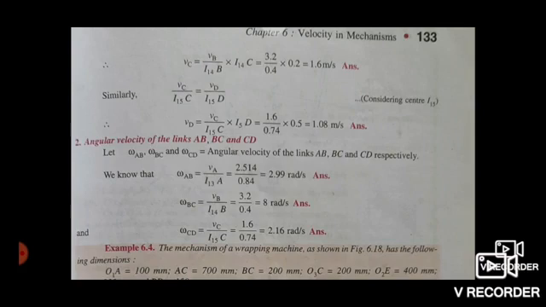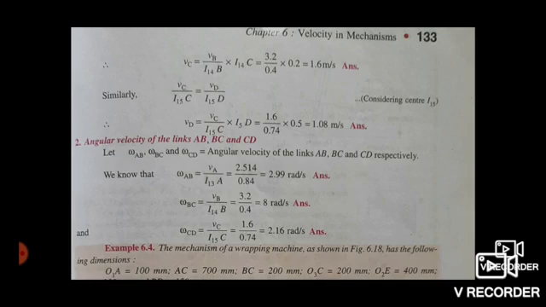Similarly, VC by I15C equals VD by I15D, considering center I15. So here VD equals VC by I15C multiplied by I15D, that is equal to 1.08 meter per second. Here I have written I5, but that is I15.